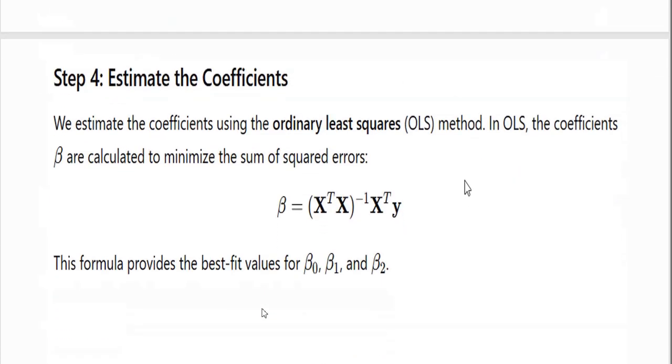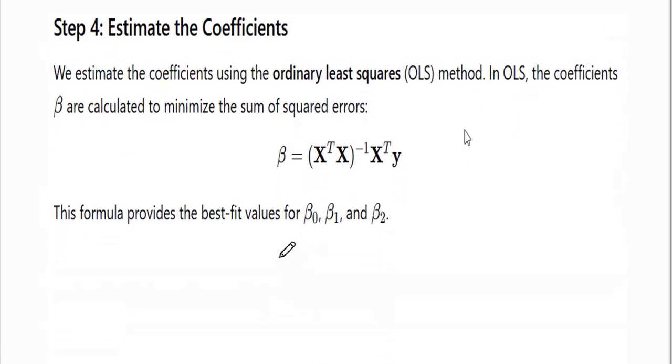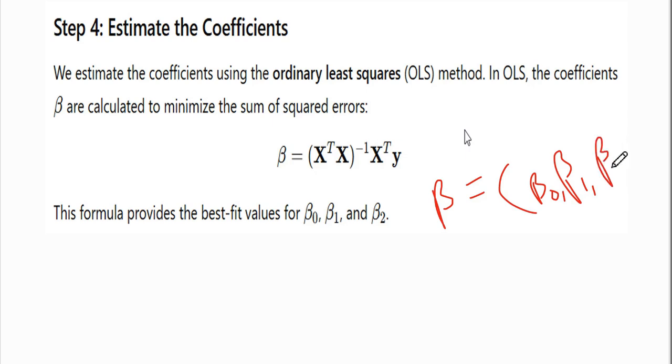Okay, this is how we are calculating beta naught, beta 1, beta 2. What is the vector for beta? The vector for beta is beta naught, comma, beta 1, comma, beta 2.